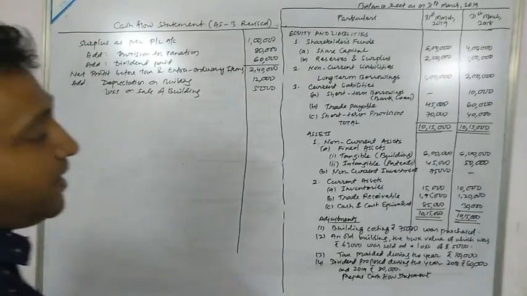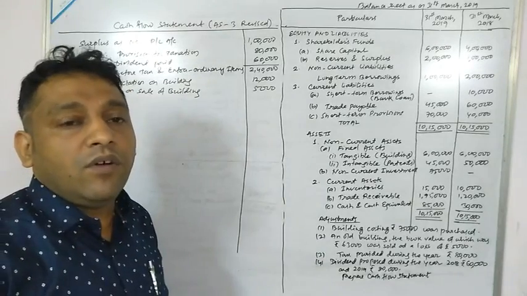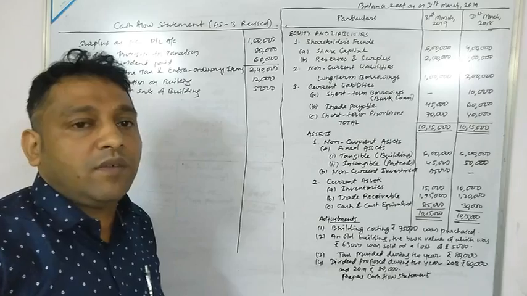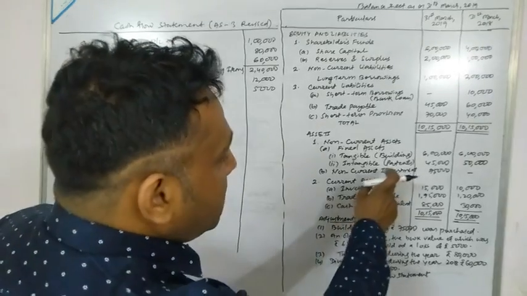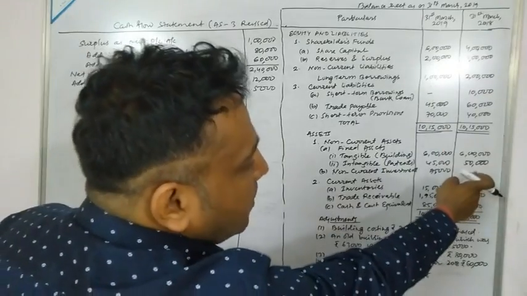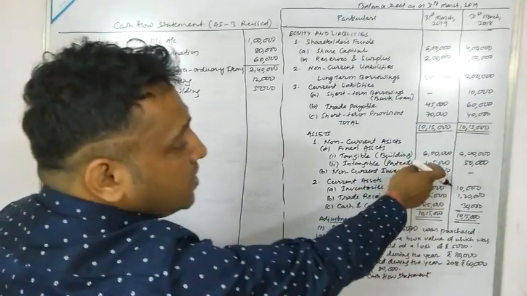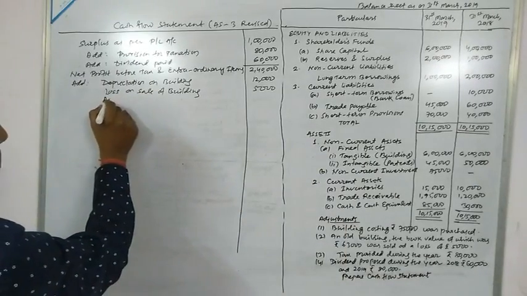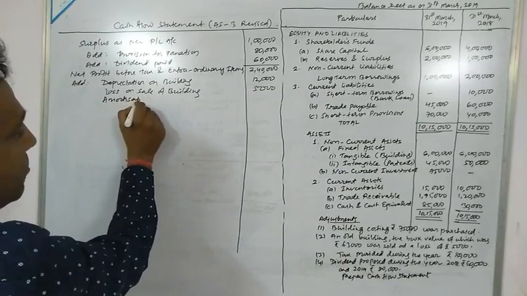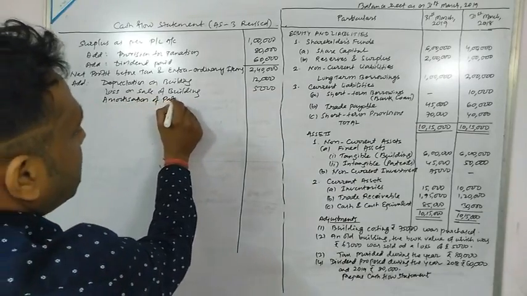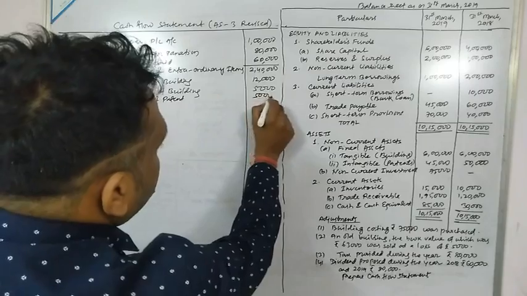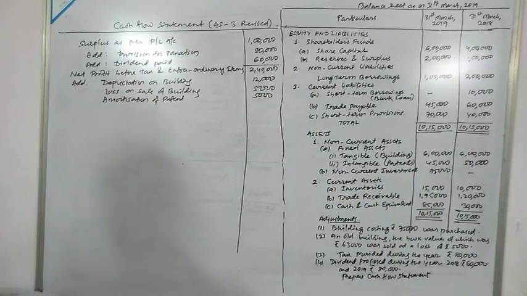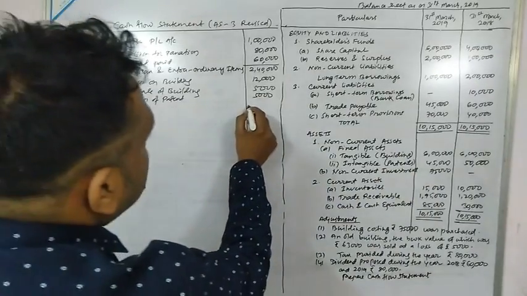Now you see the intangible asset. As I have said, if the value of an intangible asset decreases, it will be considered as amortization of intangible assets. Here, for the intangible asset patent, the 2018 value is 50,000 and in 2019 it is 45,000. That means 5,000 has decreased. So this would be considered as amortization or depreciation. Amortization of patent. The difference figure was 5,000.